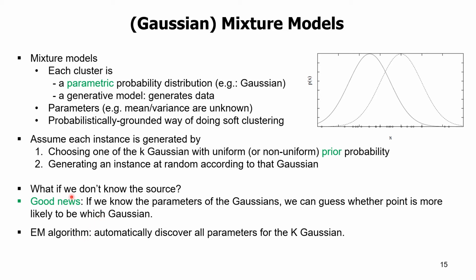So the goal now is to estimate the parameters of Gaussians. What the EM algorithm does is it automatically discovers all parameters for the K Gaussian distributions. That's what EM algorithm does. You're going to see an example of estimating parameters of Gaussians in the next slide.